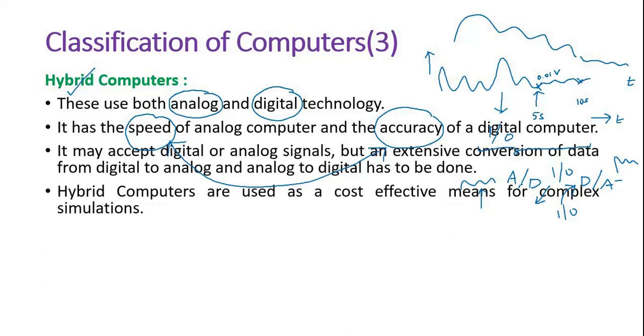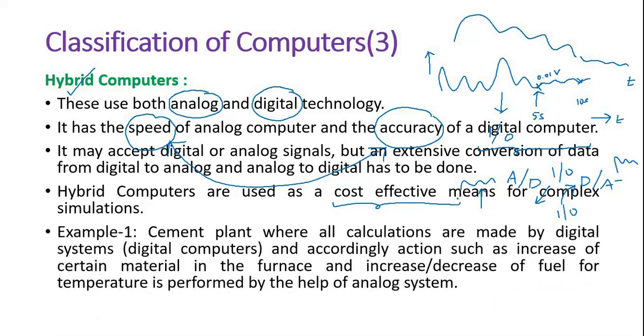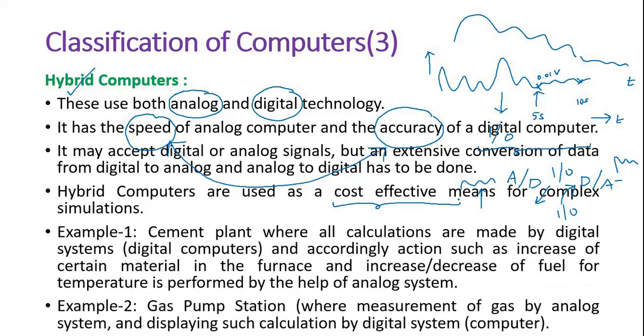And people say that this is a cost effective solution to solve complex problems. So what is an example? I can give one or two examples of hybrid computers. One is a cement plant. In a cement plant, they use digital computers to do calculations based on the readings. They use analog systems to increase the material in the furnace, or to increase or decrease the fuel, to control the temperature.